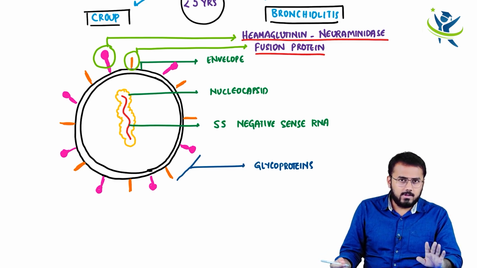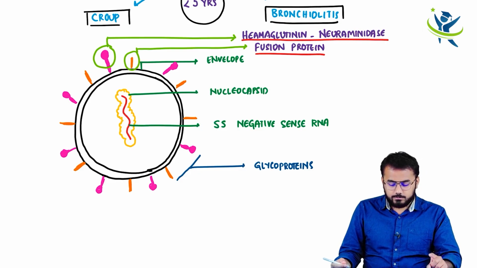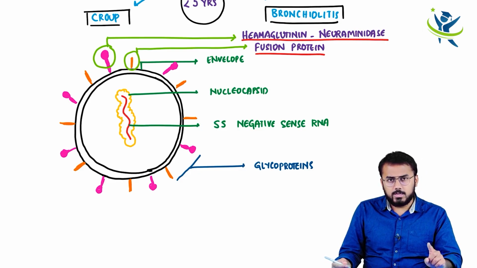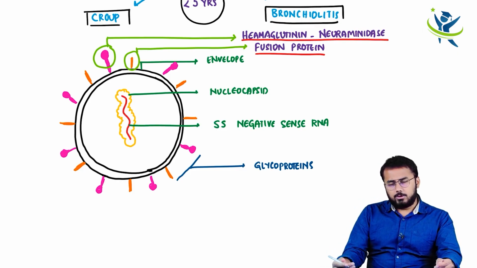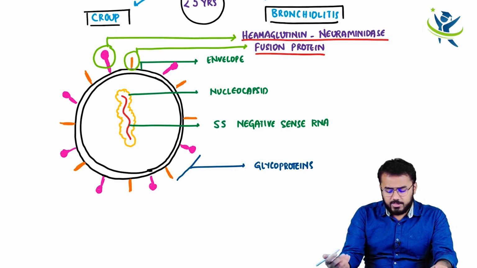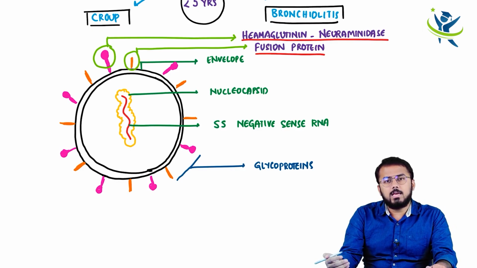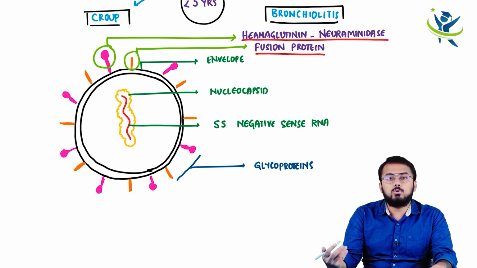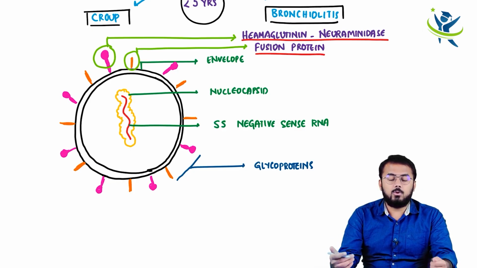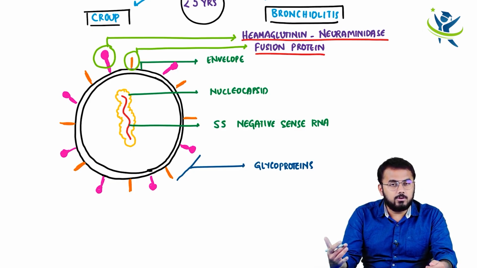Before discussing that, one thing I want you to know is that these two glycoproteins, the HN glycoprotein, that is the hemagglutinin-neuraminidase glycoprotein, and the fusion glycoprotein, are both virulence factors. Why virulence factors? Because both of them are responsible for causing disease pathogenicity in your body. I'll explain how they are really virulent to you.